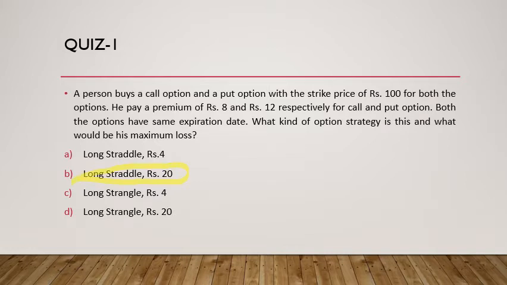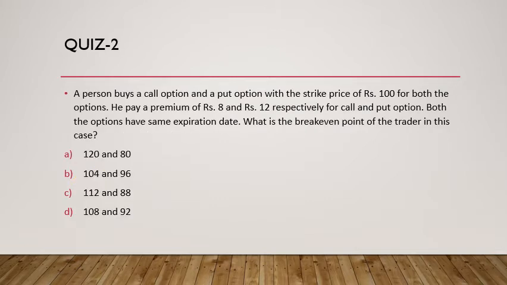Let me move ahead and talk about the second question, which is in a way linked to the first one also. What does it say? A person buys a call option and a put option with a strike price of 100 for both the options. He pays a premium of 8 and 12 respectively for both the options. Both options have the same expiration date. So it's very clear that the options are again the straddle. This is helping creating the straddle strategy. What is the break-even point of the trader in this case?